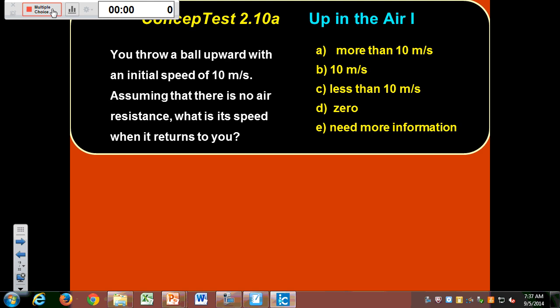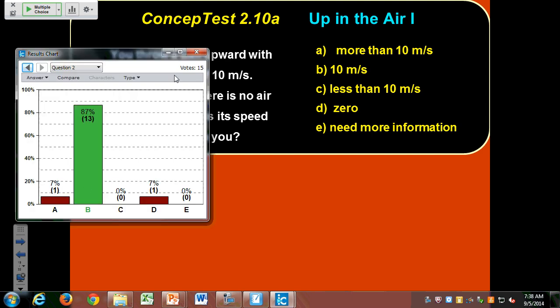You throw a ball upward with an initial speed of 10 meters per second. If there's no air resistance, what's the speed when it returns? Throw it up, comes back down. What's the speed just before it hits your hand? More, equal, or less than 10 meters per second? Or 0. All right, just a few more seconds. Excellent. Easy, right?